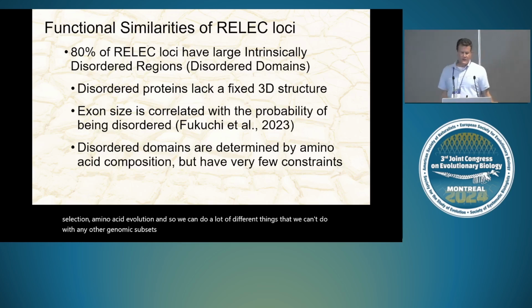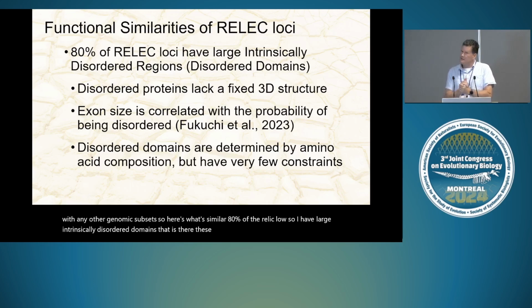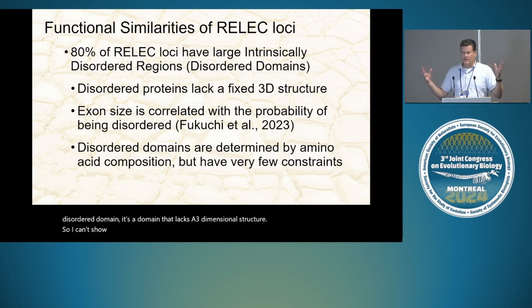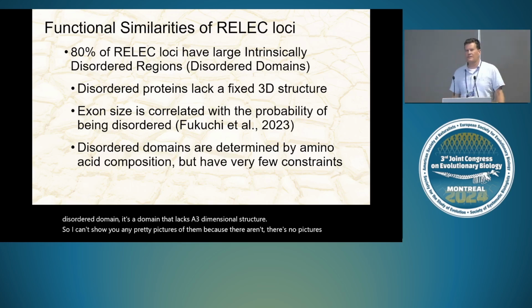So here's what's similar. 80% of the relic loci have large intrinsically disordered domains. That is, these disordered domains. And what's a disordered domain? It's a domain that lacks a three-dimensional structure. So I can't show you any pretty pictures of them because there aren't any. There are no pictures of the structures of them because they don't have any.